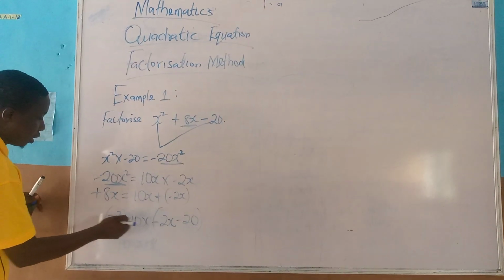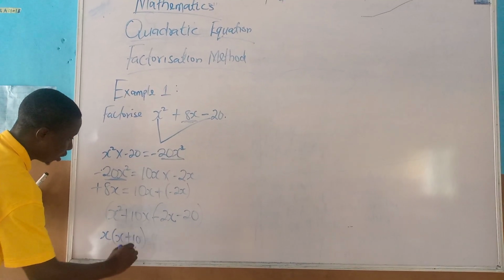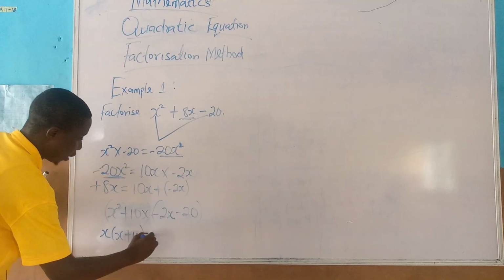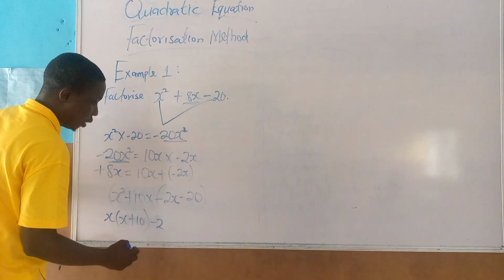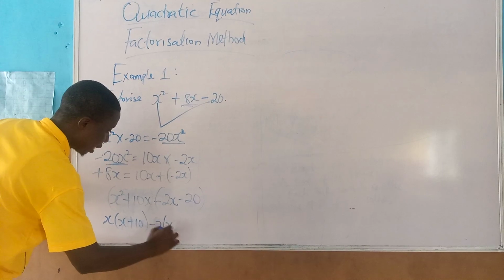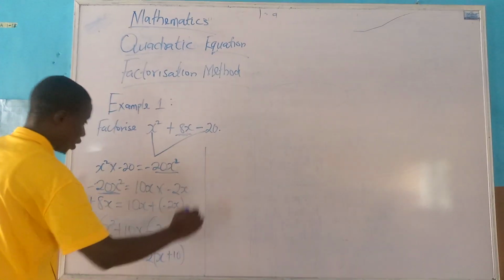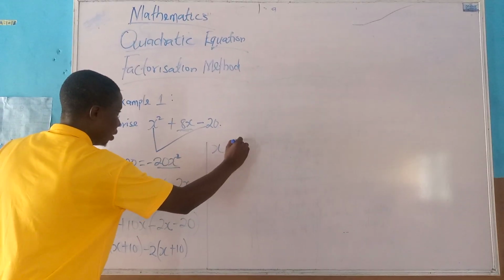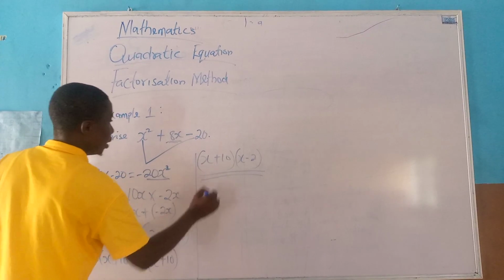Grouping them in two, we can now factorize. What is common to the first group is s. So you bring out the s, and you have s plus 10. What is common here? Minus 2 is common, so you bring out the minus 2. As you bring it out, the sign between them will change. So you have the bracket s plus 10. These two brackets are the same. So you take one of the brackets, s plus 10, and then s minus 2. This becomes the answer.